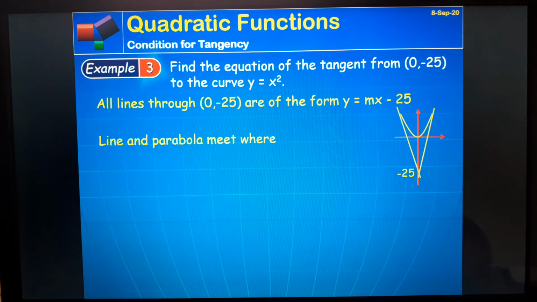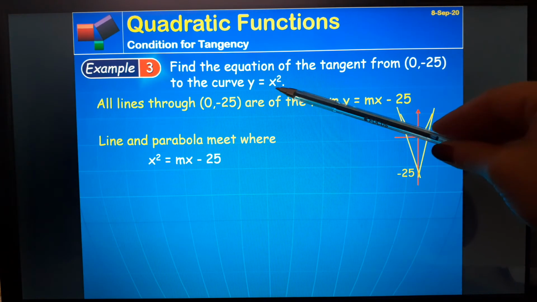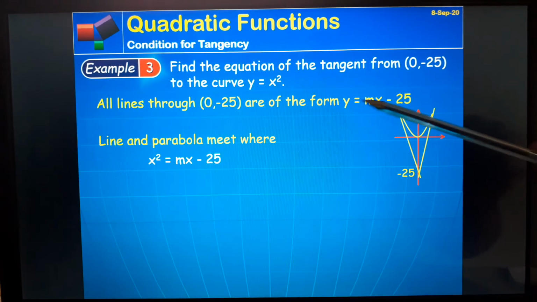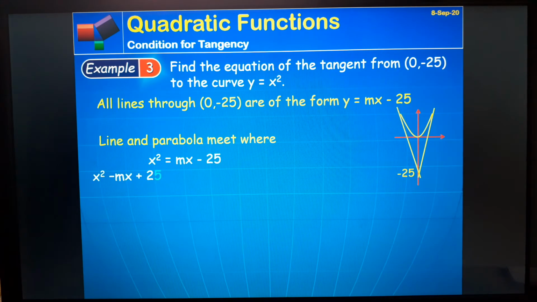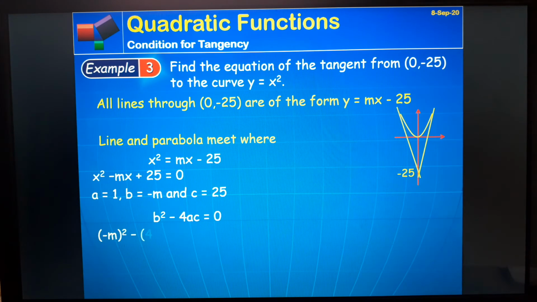Okay, so the line and the parabola meet where x squared equals mx minus 25. So what we've done here is we've got the line here, we've got the parabola that we start with, and we've made them equal to each other. Bring it all over to the left-hand side, and then identify your a, your b, and your c. So we put that into the discriminant, b squared minus 4ac, which is minus m all squared minus 4 times 1 times 25.